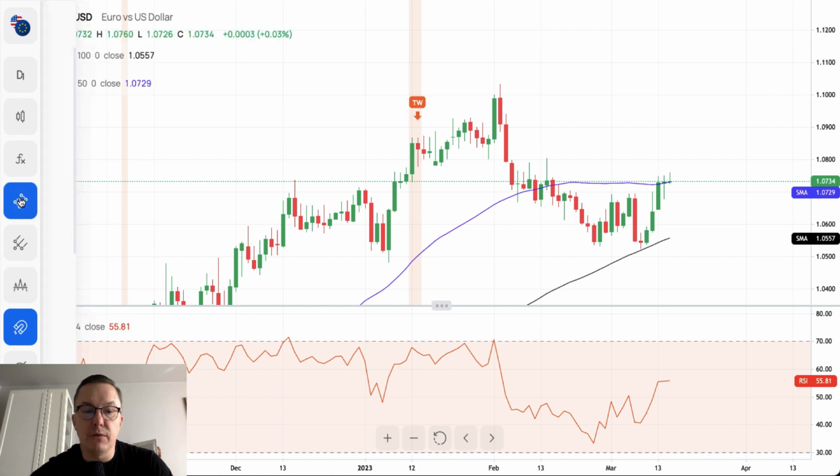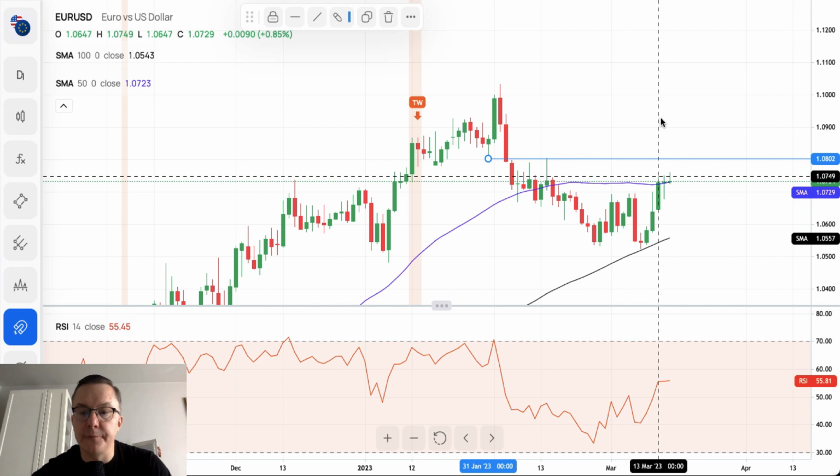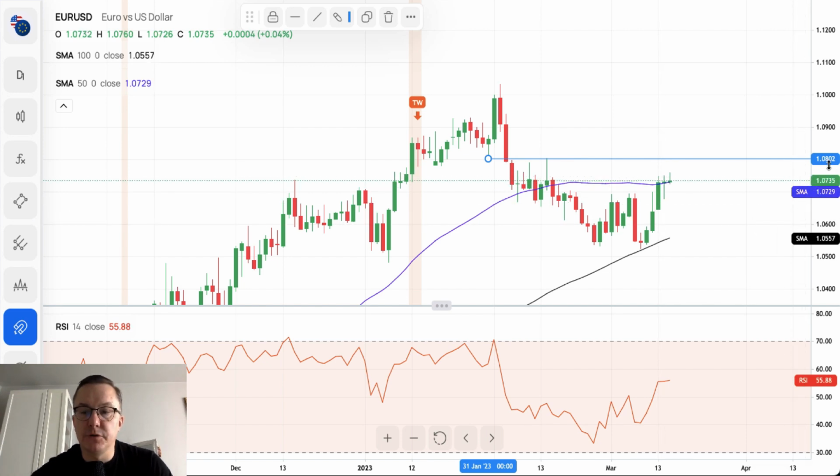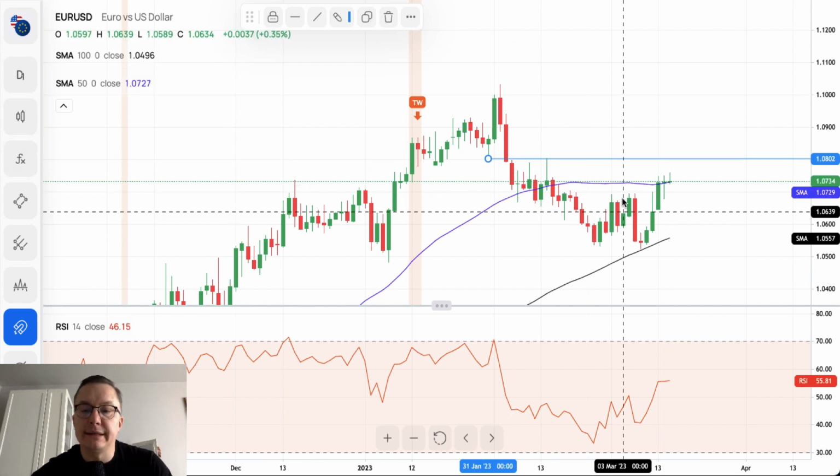So right now we are waiting for the situation to be much more clear. The key technical resistance to the upside on euro dollar is 1.0802. So the market participants await the Fed decision to trigger the movement to the upside or to the downside. Of course, we don't know that much yet.